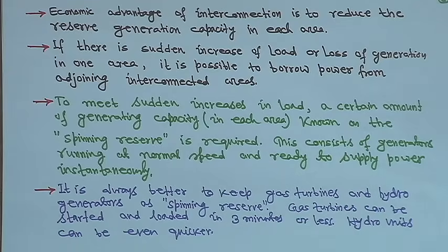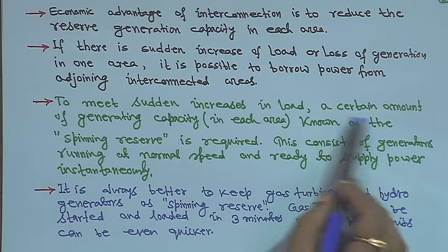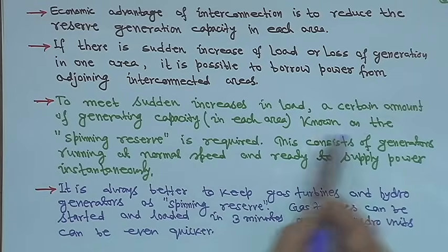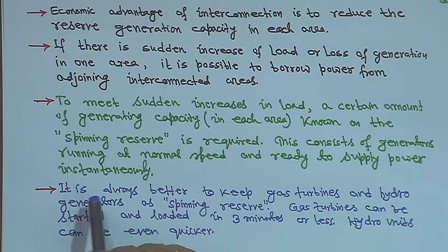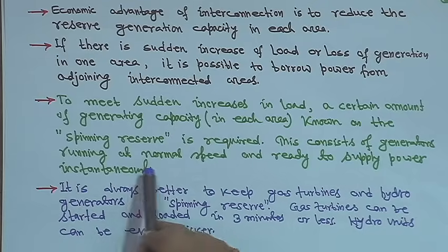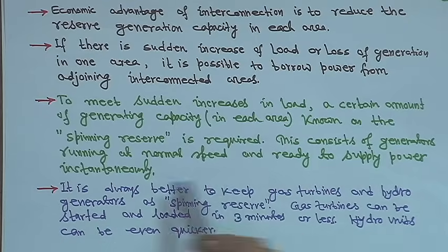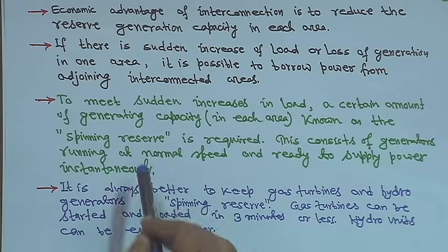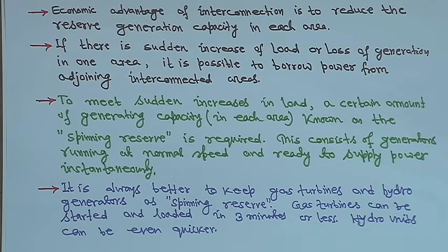When load suddenly increases, you want to immediately supply this additional load, and that means a certain amount of generating capacity in each area, known as the spinning reserve, is required. This consists of generators running at normal speed and ready to supply power instantaneously. That means as soon as the load has increased, these generators are ready to supply power.